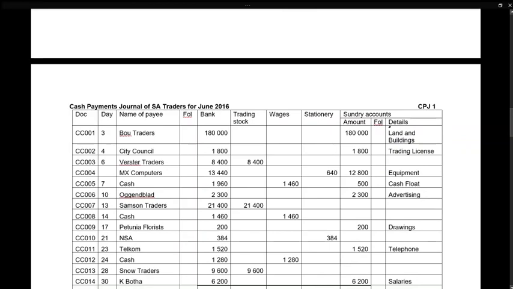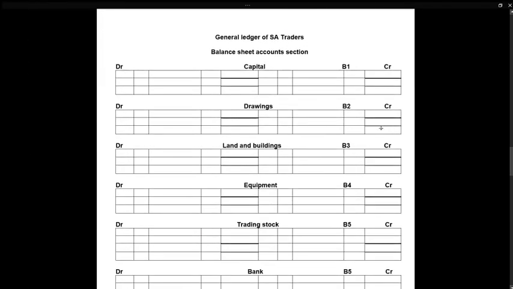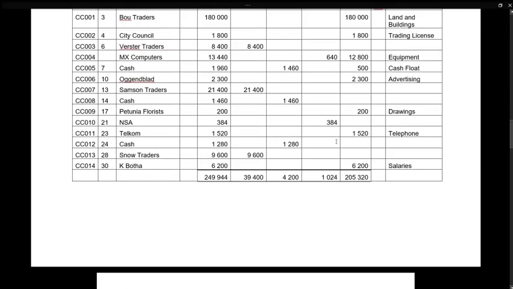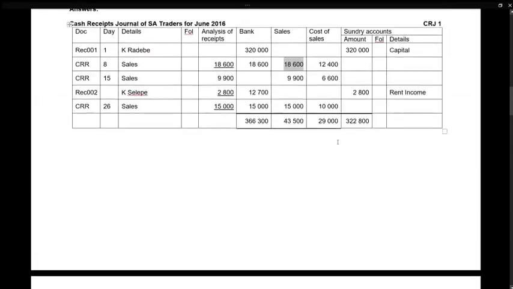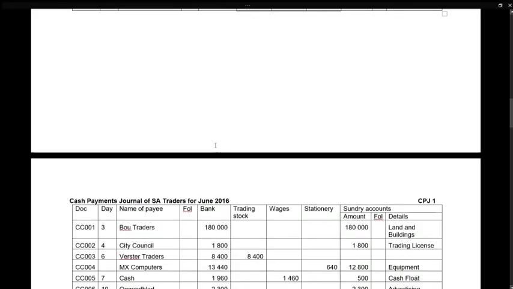Okay, we're done with the journals. Next, we are going to do the general ledger of SA traders. So I will show you where I get all of the amounts. Very easy. Capital, let's go and see where we had a capital transaction. Cash received journal, you can only receive capital, you can't pay capital. If you pay capital, then by definition it should be drawings. Remember, capital is when you receive money from the owner, drawings is when you pay money to the owner for personal use. Okay, so capital 320,000 rand on the 1st. Let's go and fill that in.